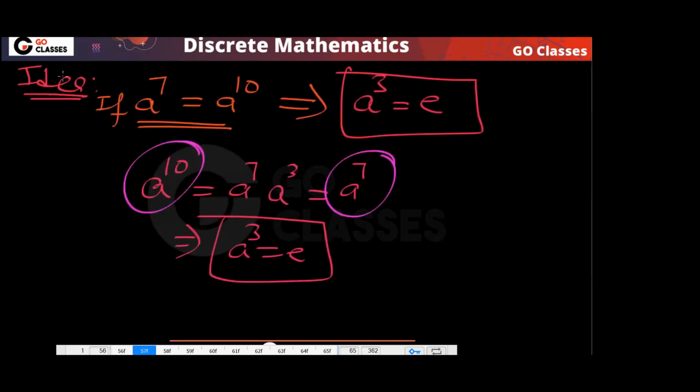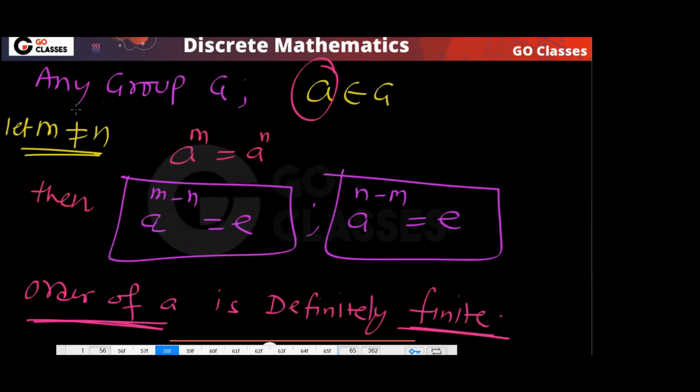See, this is the idea. I am just telling you the idea. A power 10 I can write like this, and this is the same as a power 7. This is given to you. So I can say a power 3 is the identity element. Now you can notice that if you take any group, any element, and this happens, then I can say that a power m minus n is the identity element.